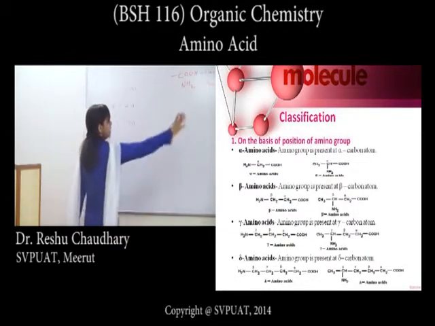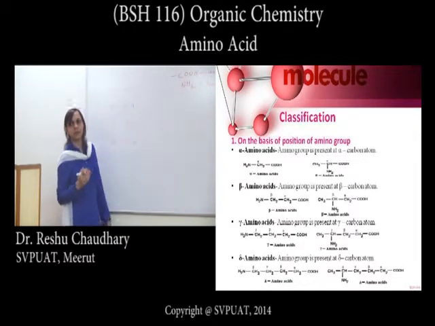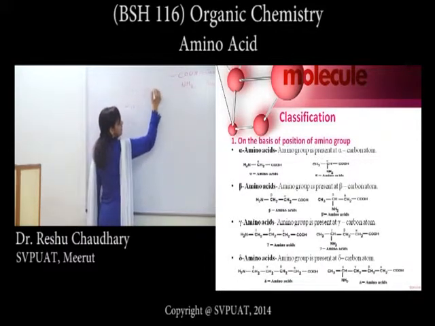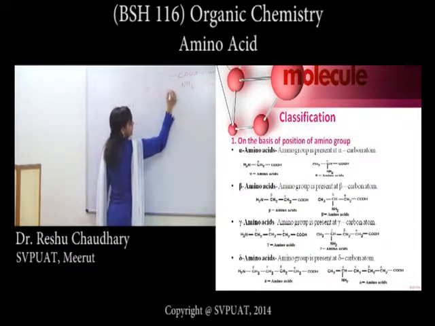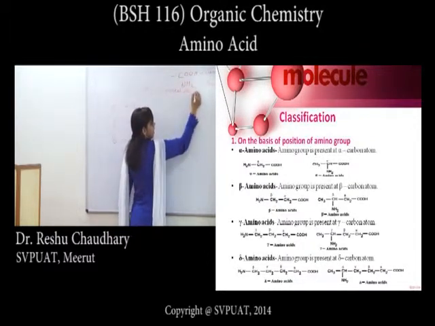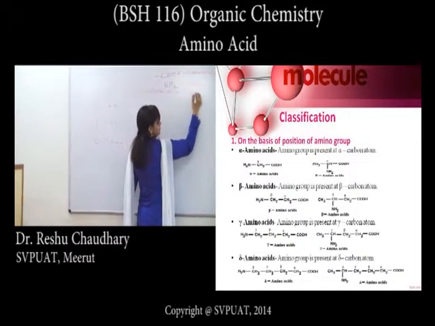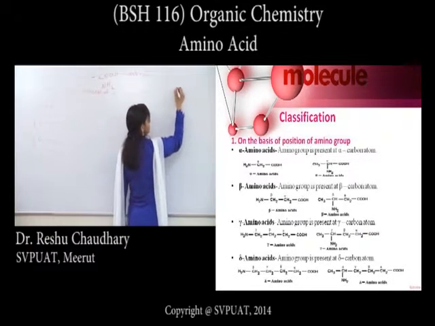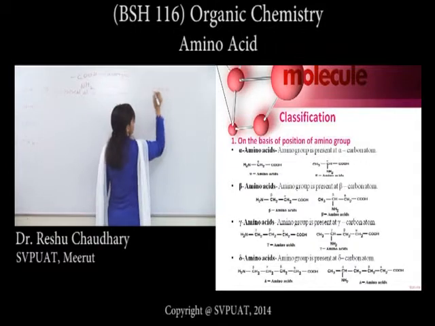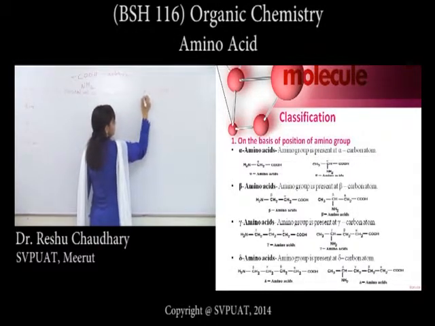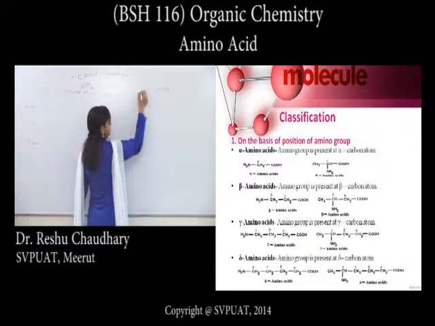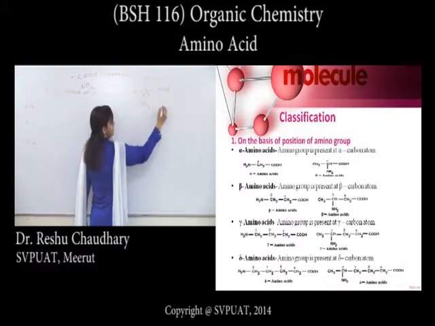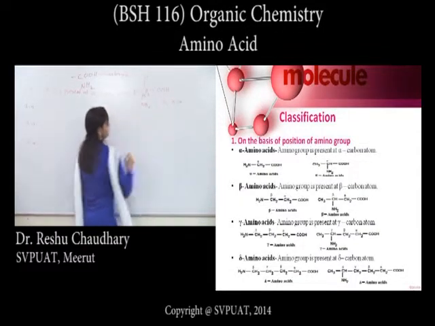When the NH2 group is present at the alpha carbon atom, those amino acids are known as alpha amino acids. For example, this is the alpha carbon and this is an alpha amino acid.